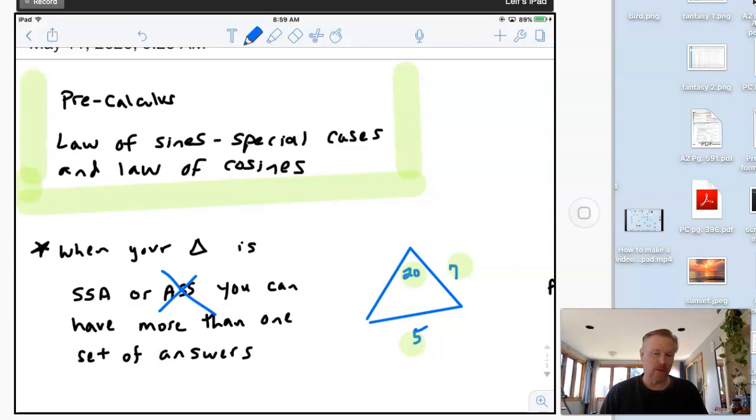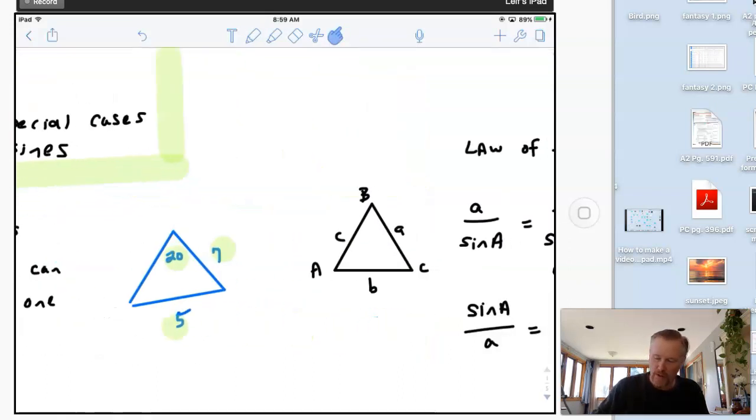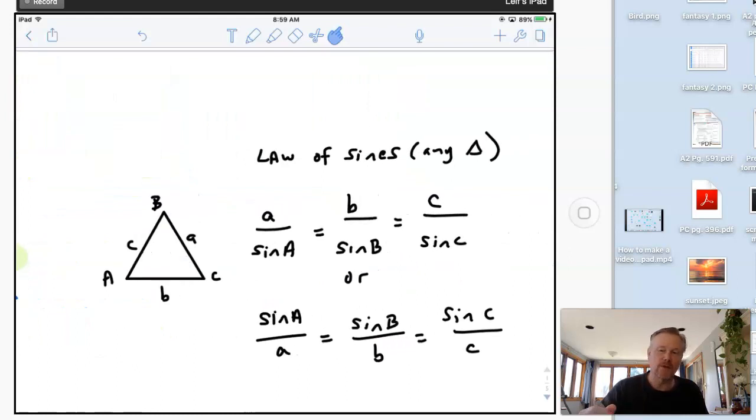Which usually means there's a triangle that's acute and one that's obtuse. So one has an angle bigger than 90 degrees and the other has all angles less than 90. Just a quick refresher: this is the law of sines, where you have the side over the sine of the angle, and you can also flip all three of those upside down. If you need a refresher on that, go back to the previous video on law of sines.